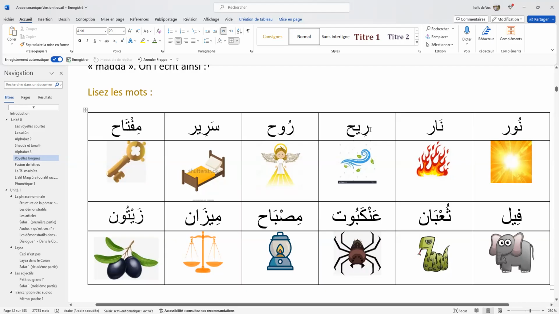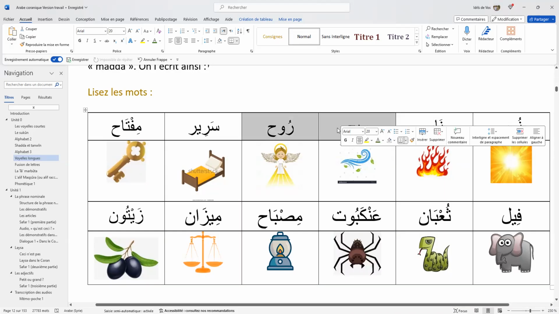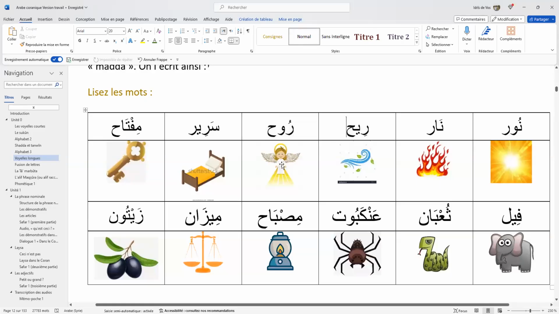Here, we have the word rih, with a long I, the wind, and the word ruh, which means the spirit. The spirit, of course, is the divine breath. So you can see that here too we have the same family, the same origin. Now, why is it symbolized by a little angel? Because often in the Muslim tradition the Holy Spirit is associated with the angel Gabriel. So here, it's the same, with a miftah. Now, I'm exaggerating the lengths on purpose so that you pay attention.